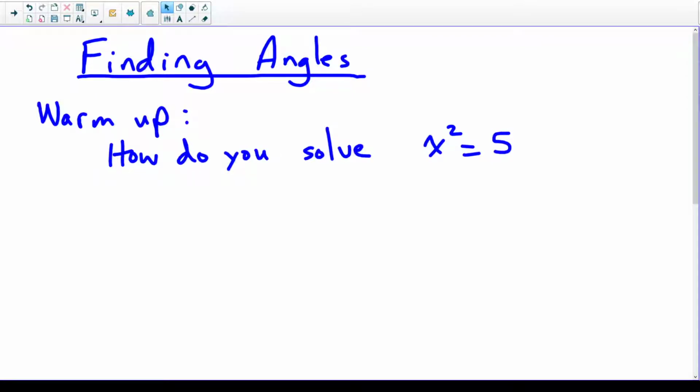Hello everyone. Today we're going to be doing a quick review of how do you find angles using trigonometry. As a bit of a warm-up, I just wanted to go over a concept with you. As you can see on the screen here, it says, how do you solve x squared equals 5?